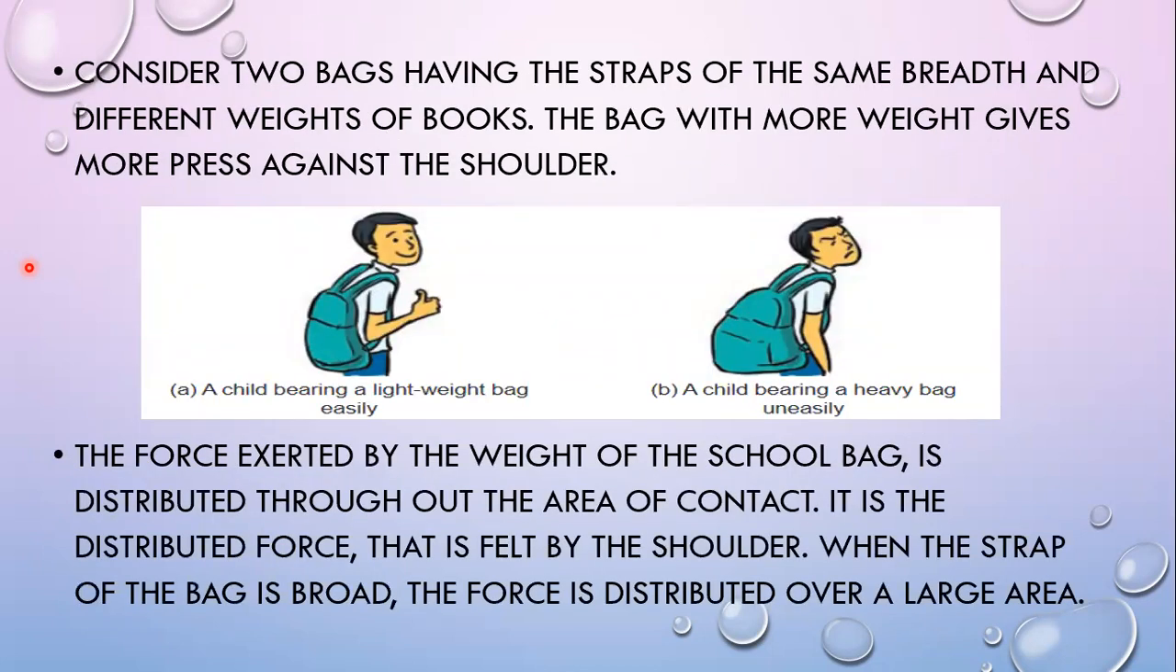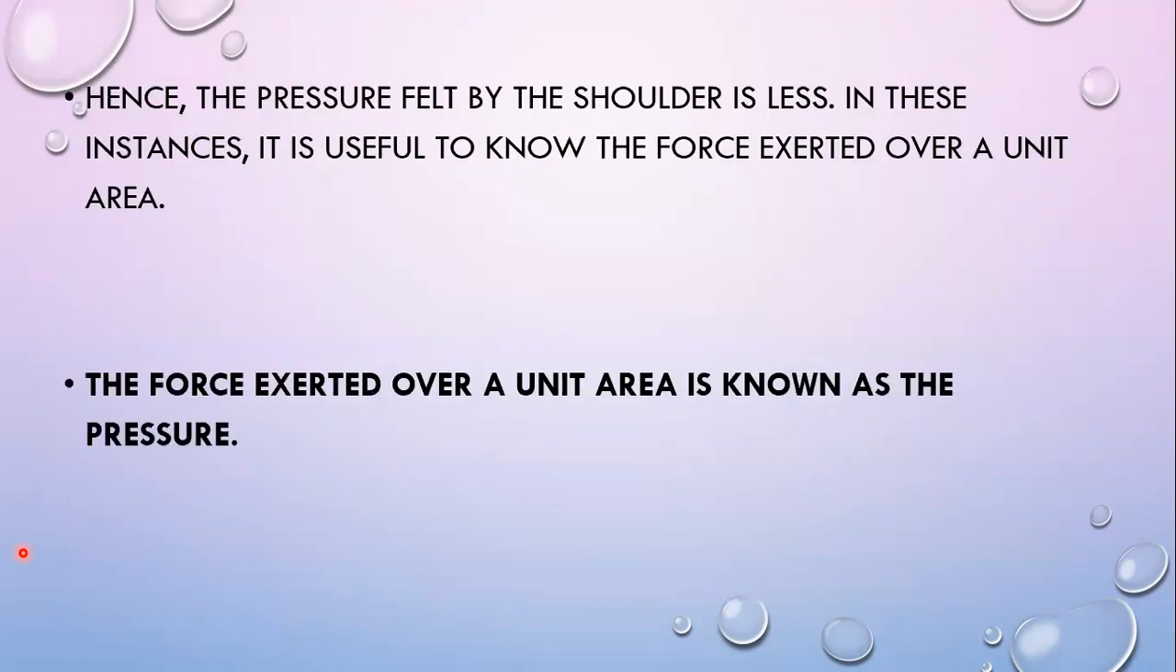Now consider two bags having straps of the same breadth and different weights of books. The bag with more weight gives more press against the shoulder. The force exerted by the weight of the school bag is distributed throughout the area of contact. It is the distributed force that is felt by the shoulder. When the strap of the bag is broad, the force is distributed over a large area. So the pressure felt by the shoulder is less.